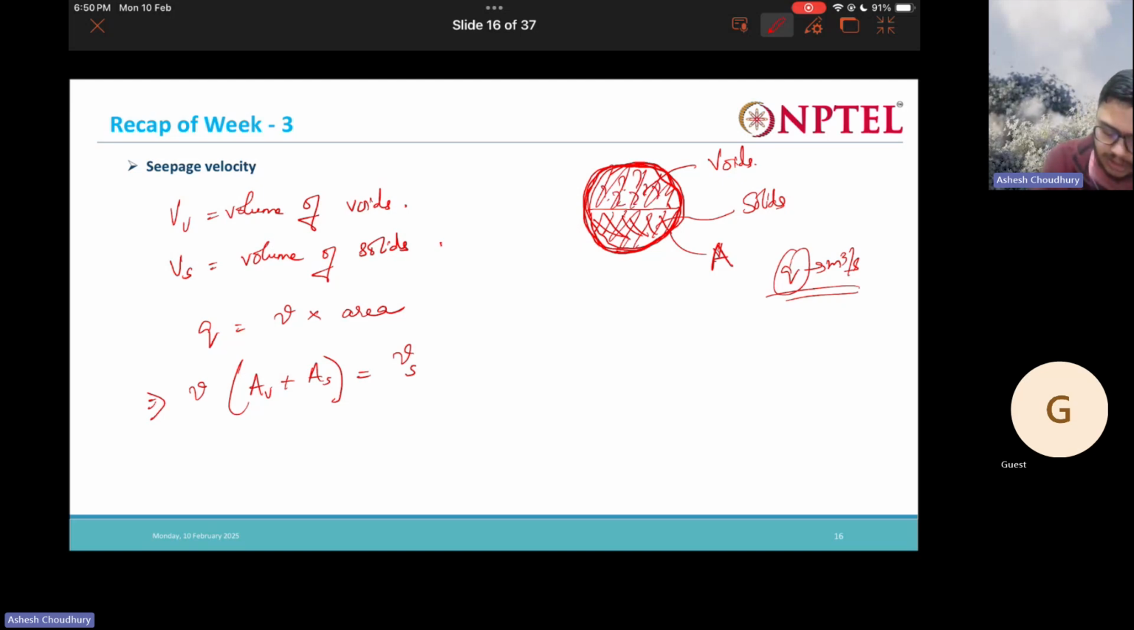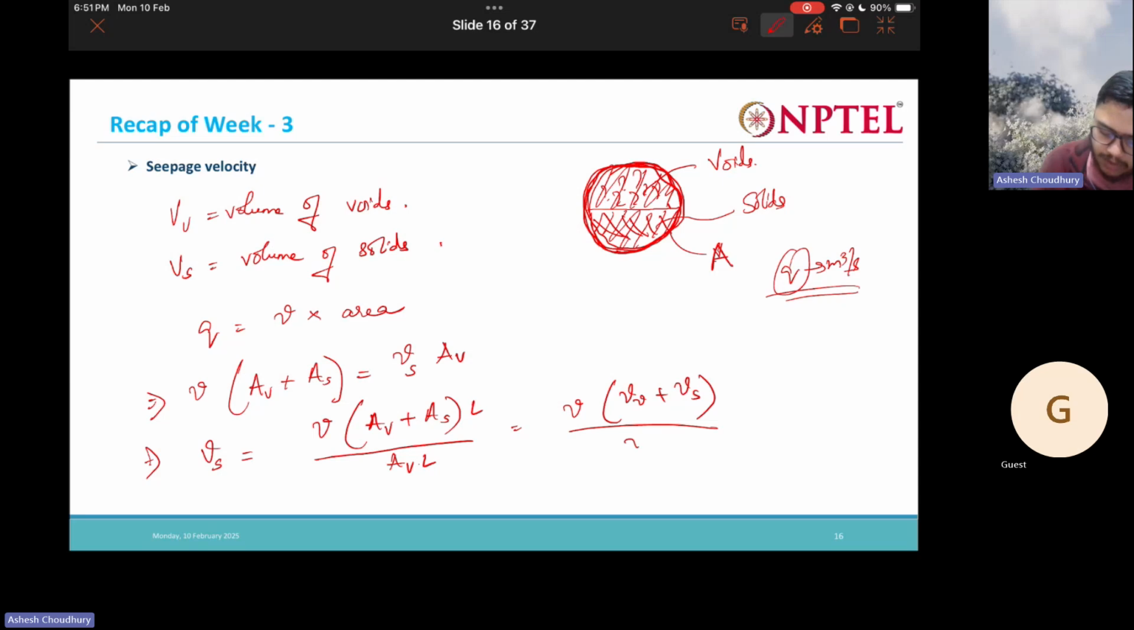The velocity is not the velocity of solid, Vs; this is the seepage velocity. The seepage velocity times the volume of voids. Now from here I can get the seepage velocity: the superficial velocity V times (AV plus AS) by AV. Now if you multiply by the length of the specimen, area multiplied by L is nothing but the volume. So volume of voids plus volume of solid by volume of voids. From here I can again write V times (1 plus Vs by Vv).